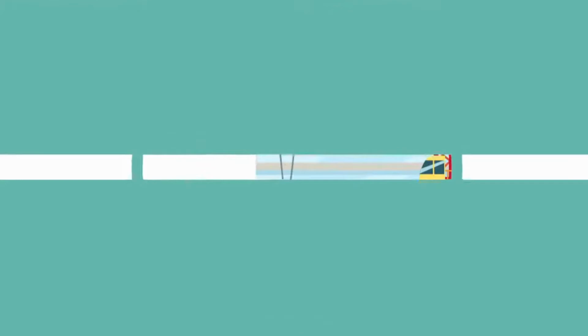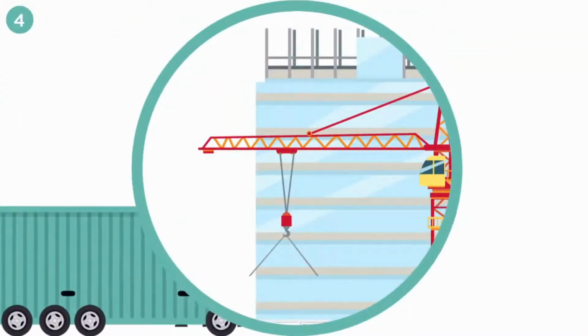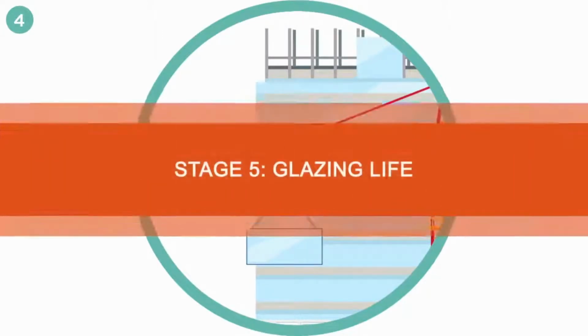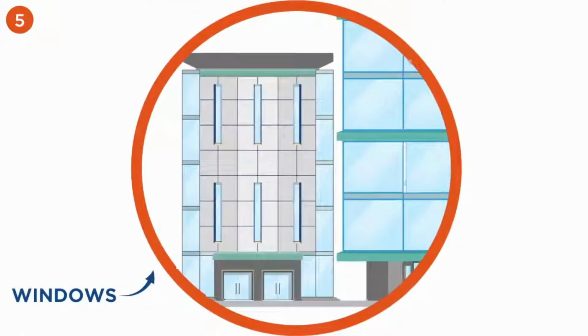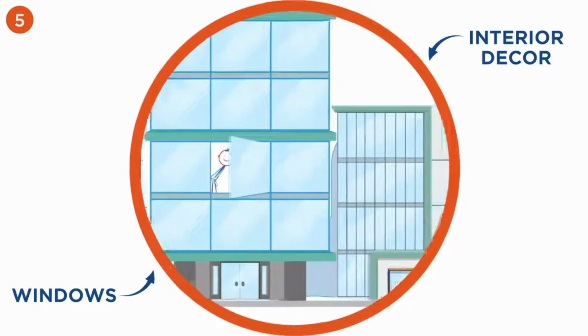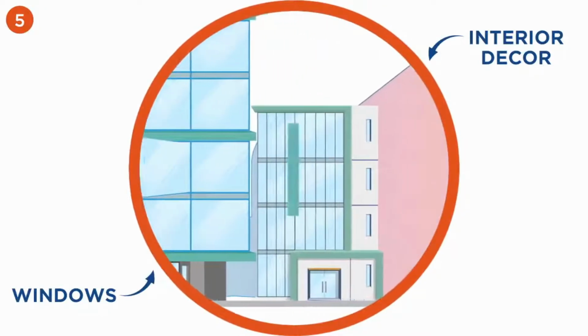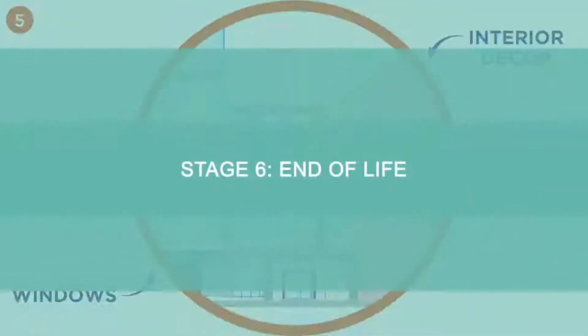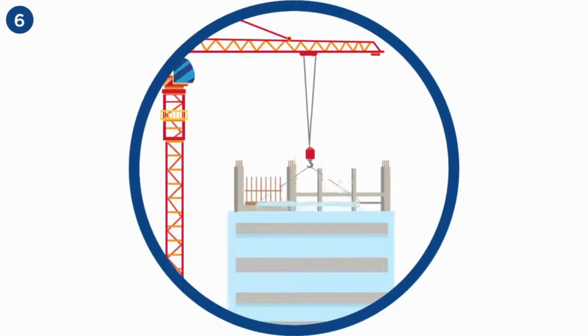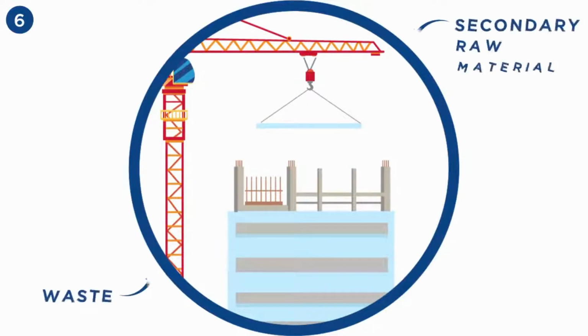Stage 4. Construction. The glass is shipped to the construction site where it is used. It begins its life as glazing. Stage 5. Glazing life. Windows, interior decor, these are just some examples of a piece of glazing's life. Stage 6. End of life. When a building is demolished or renovated, glass usually becomes a waste product if it is not collected for recycling.